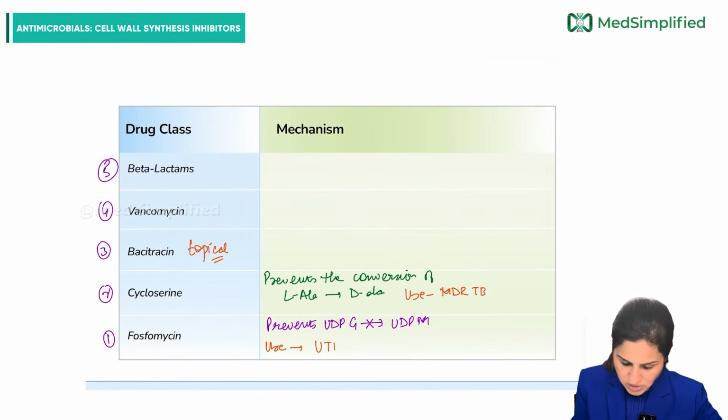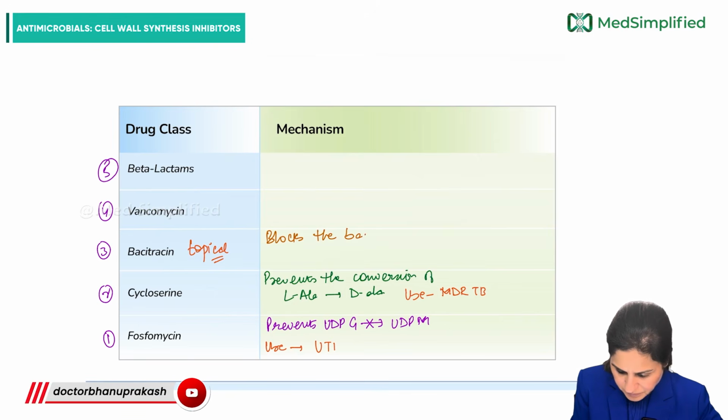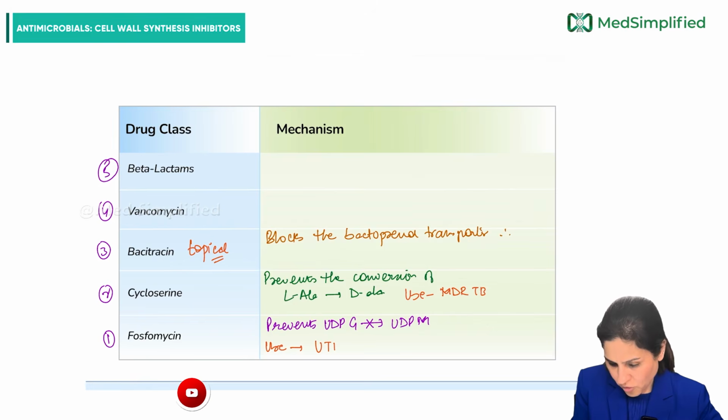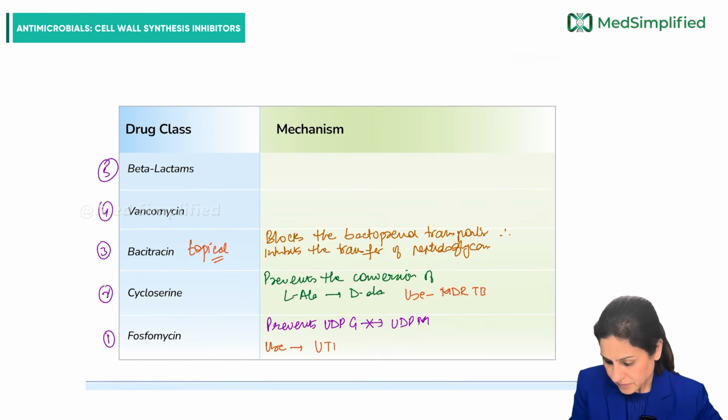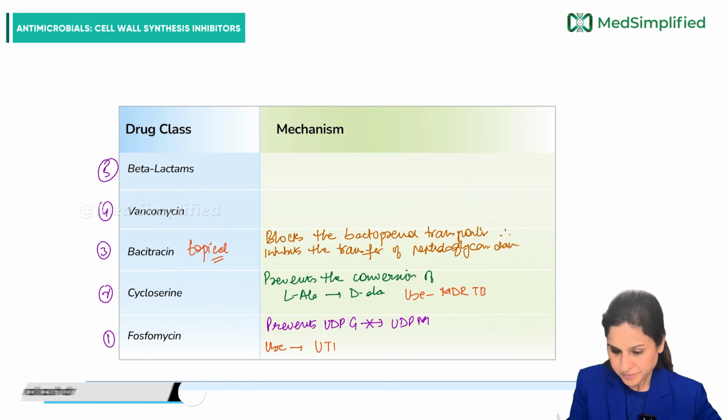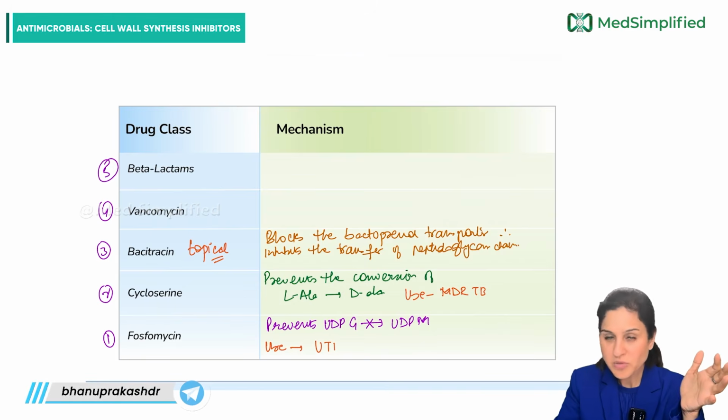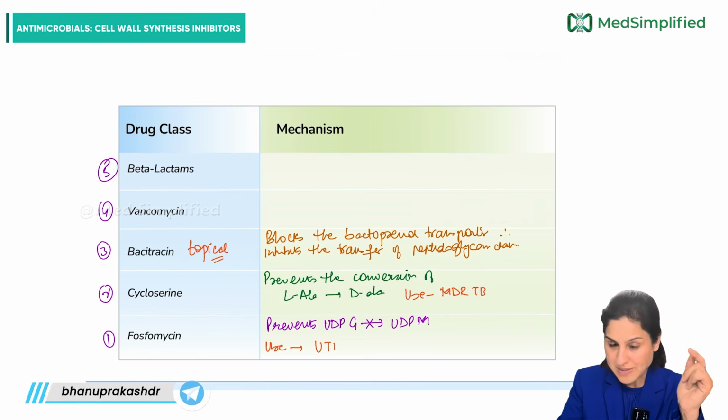So what does bacitracin do? It blocks the bactoprenol transporter. Therefore, it inhibits the transfer of the peptidoglycan chain. Okay, it stops this peptidoglycan chain from transferring outside. That's the role of bacitracin.